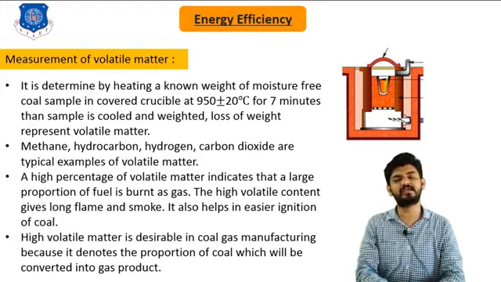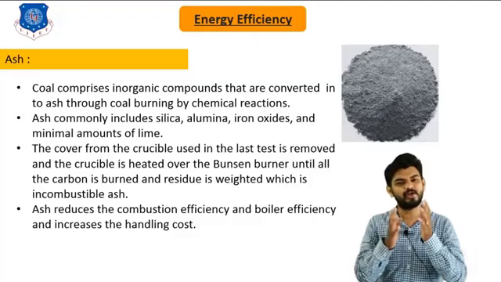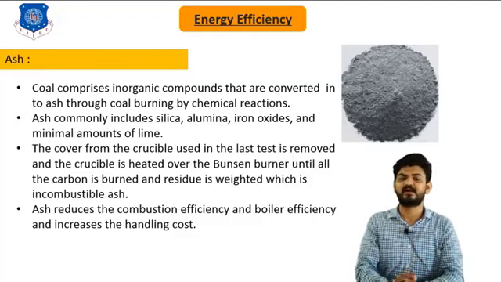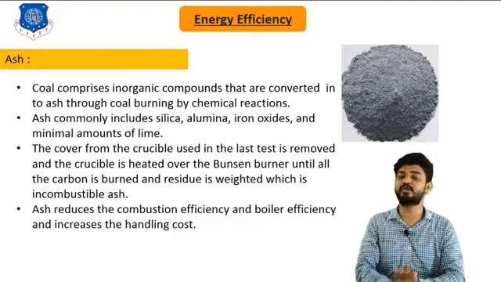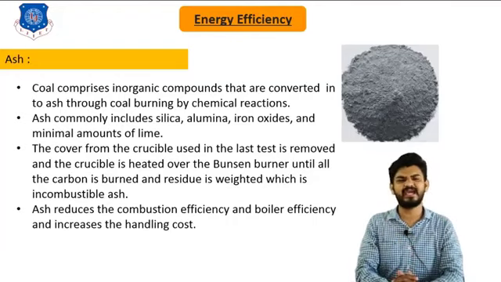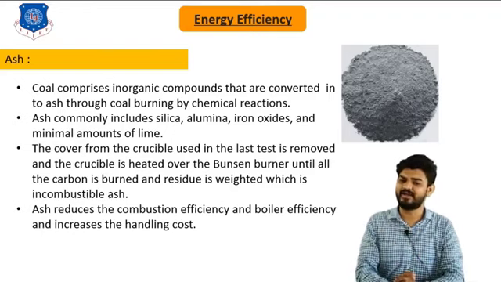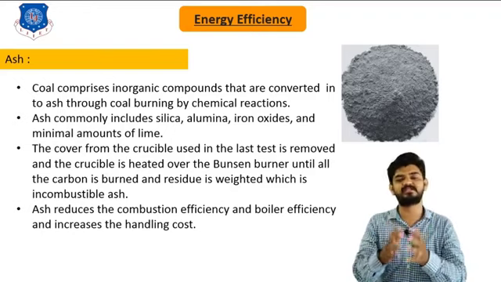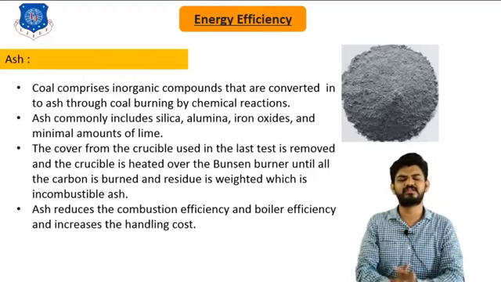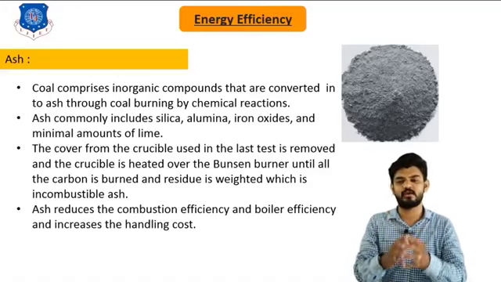Now let's move to the third proximate analysis, and that is ash content. Coal comprises different organic compounds that are converted into ash through coal burning by chemical reaction or combustion. Ash commonly includes silica, alumina, iron oxide and different minerals of lime. So this is the composition of inorganic material in the coal.